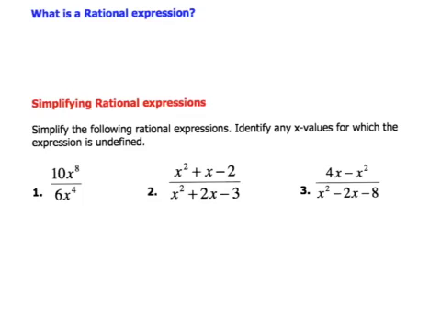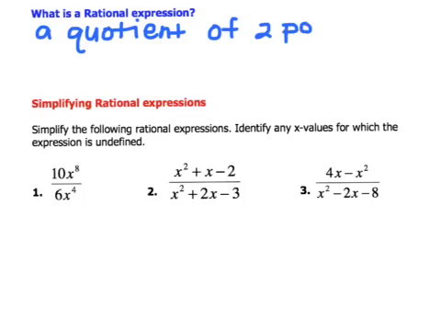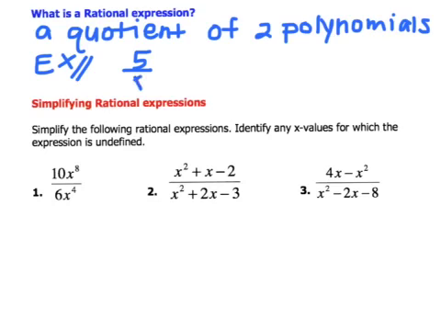It is important you know what a rational expression is. It is a quotient of 2 polynomials. In other words, 2 polynomials being divided. So here are a few examples. 5 over x would be a really simple rational expression. You could have something like 10 over x squared minus 6. You could also have x plus 3 over x minus 7. And if you look below at the first 3 examples, these are all rational expressions as well.